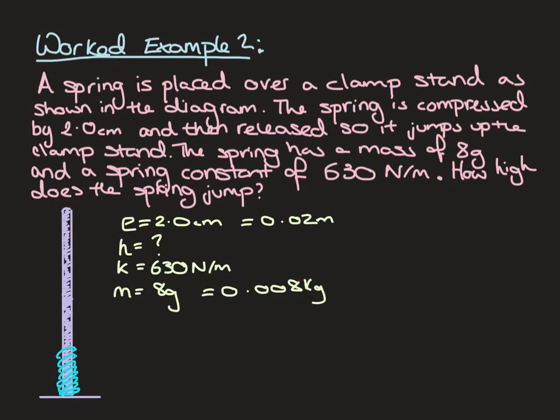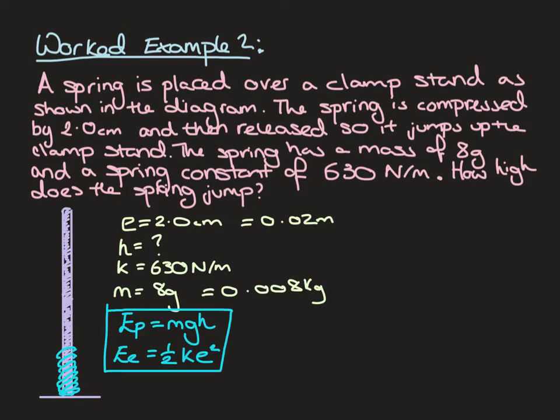Next job, what equations am I going to need? Remember, you're going to be given the equation for the store of elastic potential energy in the spring, so I need to go and look that up from the formula sheet. And you need to remember the equation for the gravitational store of energy, which is the type of energy that the spring will have at the top. So here are my two types of energy.